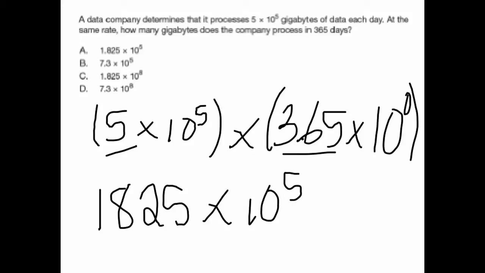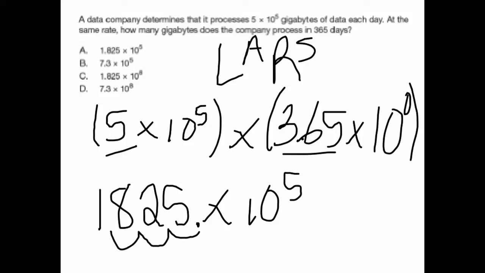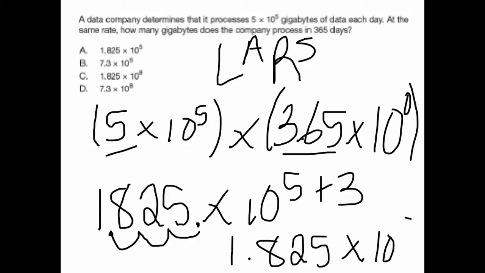Now, my last step is that I need to put this in proper scientific notation. So I need to remember my good friend Lars. My coefficient has to be between 1 and 10. So I know I have an invisible decimal here at the back. I'm going to move it till I get a number between 1 and 10. 1, 2, 3. Boom. Drop it off. I moved it 3 times to the left, which means I'm going to add 3. My final answer here is 1.825 times 10 to the 8th, which is answer choice C.